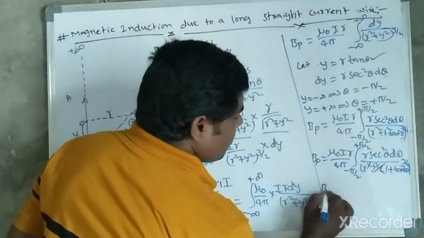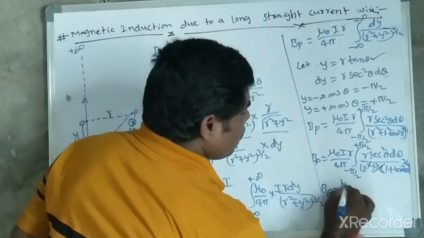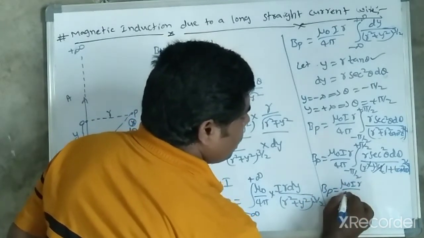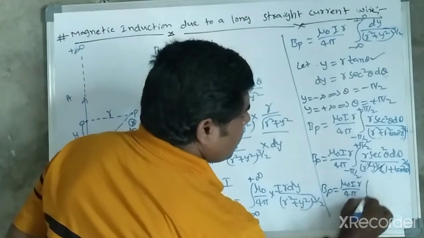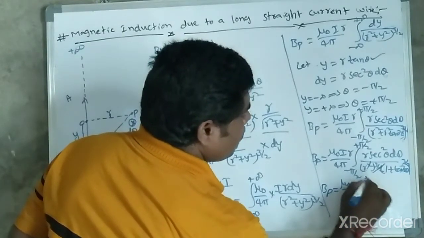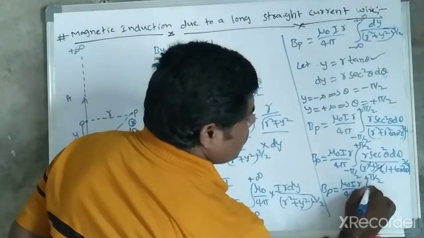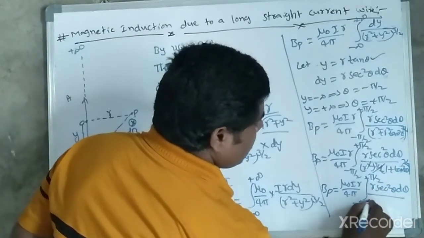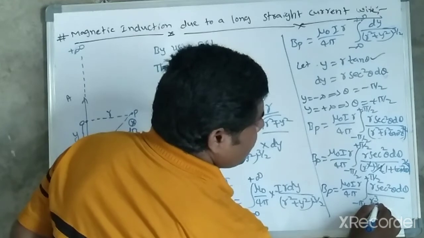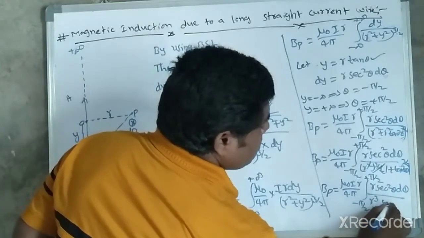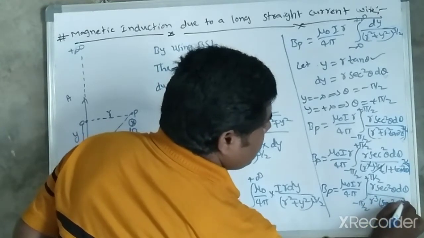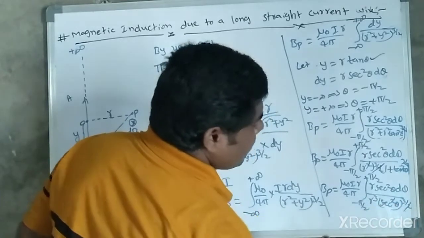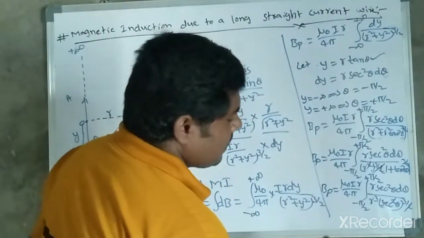Here Bp should be equal to mu naught I into r divided by 4 pi, integral from minus pi by 2 to plus pi by 2, of r secant square theta d theta divided by r cube into (secant square theta) whole power 3 by 2. This one gets cancelled, meaning secant square theta.